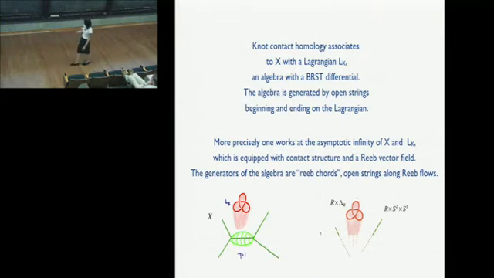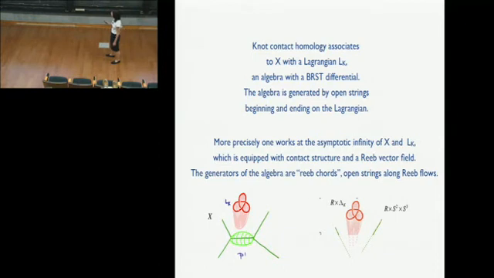So you study the infinity of this, and I'll call this torus lambda. And from this data, you get an algebra with a differential. The algebra is generated by open strings that begin and end on the Lagrangian. More precisely, the infinity is actually a contact manifold. With it, you get a contact structure and a Reeb vector field. And the generators of the algebra are Reeb chords. They are open strings that begin and end on the Lagrangian, but lie along the Reeb flows.